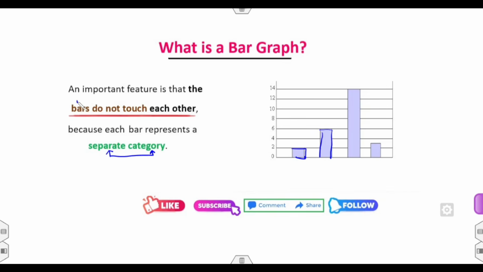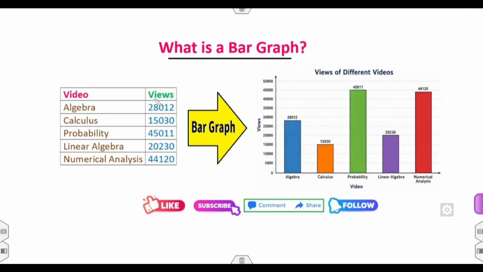That means the bars do not touch each other, और ये itself define करता है the bar graphs are my independent categories. तो अगर आप इस tabular form का bar graph define करो, then the bar graph will look like this, and you can easily see the horizontal distance between each bar is always the same, and there is a proper spacing between them.